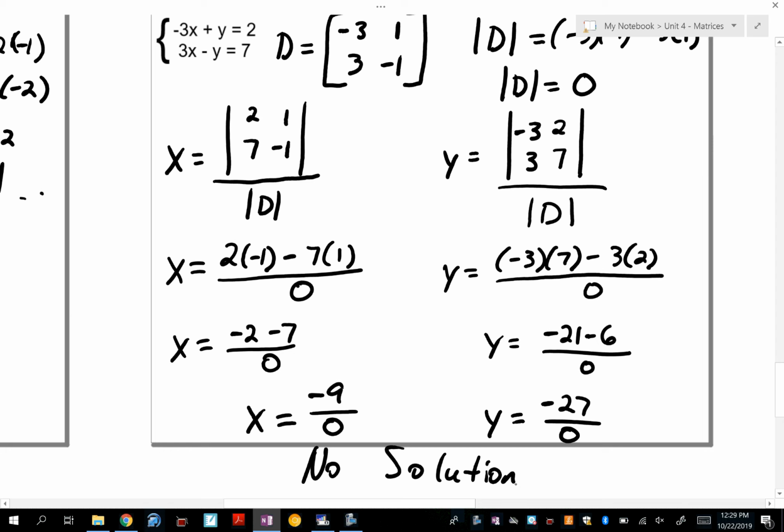Now, if you had looked at the fractions and you saw one or both said 0 over 0, then you're not writing no solution, you're writing infinitely many solutions.